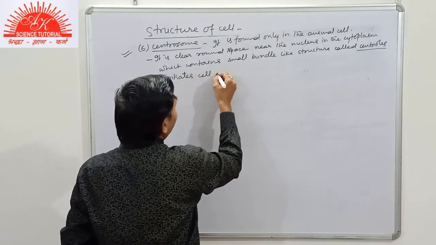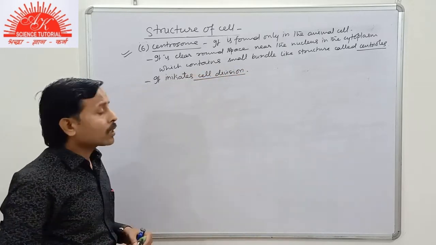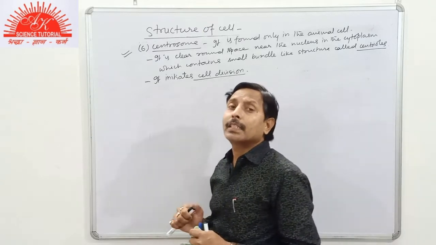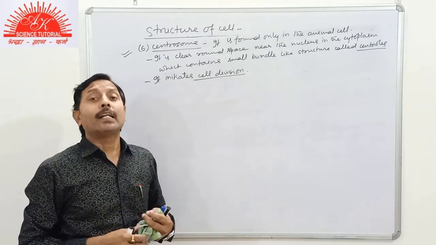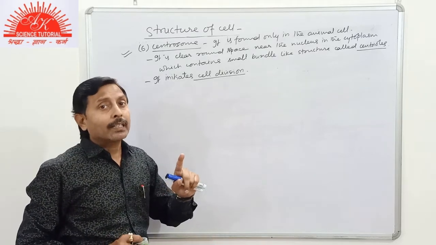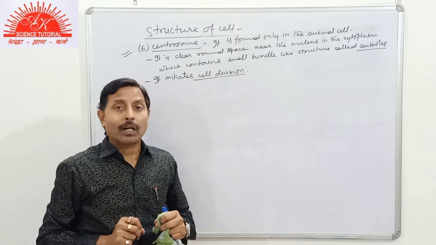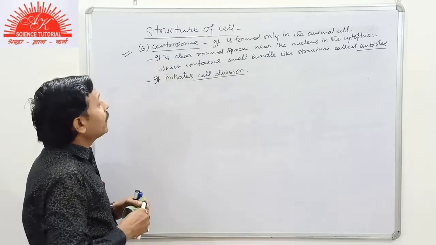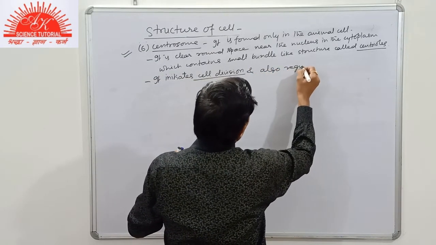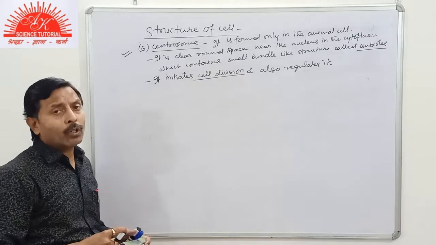And actually it is the centrosome that initiates cell division. So this is the most important step: a structure in the animal cell which initiates cell division. If you study the cell division topic in higher class, then in animal cell, the first change that takes place is that the centrosome divides into two centrioles which start to migrate towards opposite poles. So its function is to initiate cell division and also regulate it. This is the important function of centrosome.